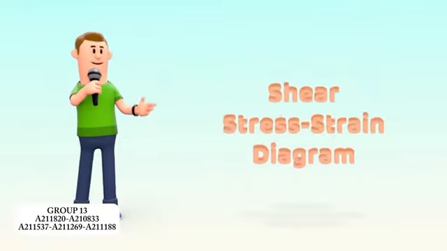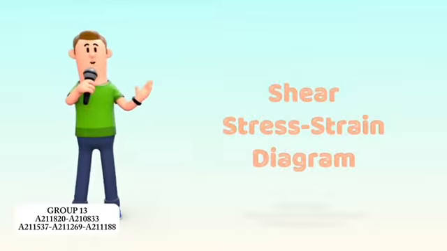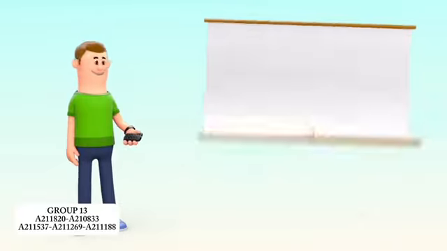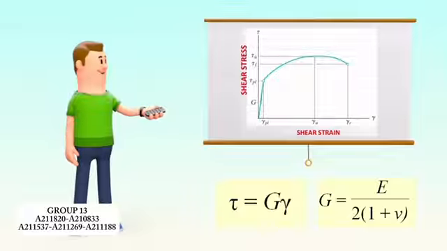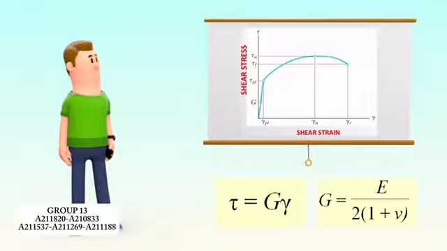And the last one for this topic, I'm going to show you the shear stress-strain diagram, including its important formula. This is the shear stress-strain diagram, including two formulas. G is the shear modulus of elasticity or modulus of rigidity.